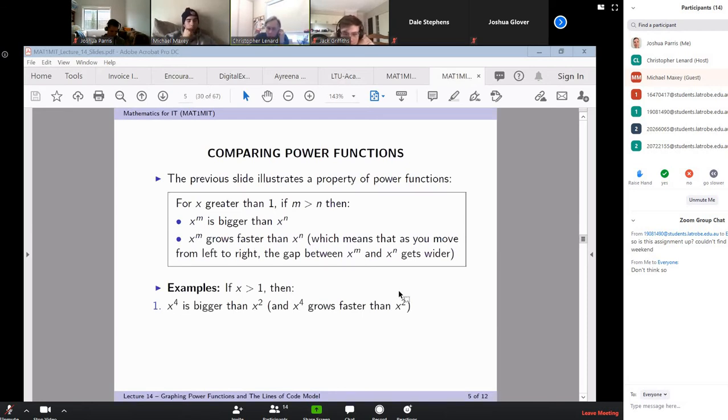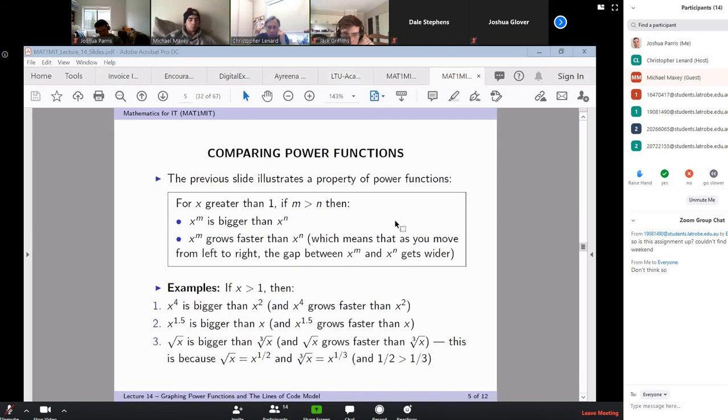So x to the 4 grows faster than x squared. X to the 1/2 grows faster than x to the 1. Why? Because the index of 1/2 is bigger than the power of 1. The square root of x is bigger than the cube root of x. That just means that x to the half grows faster than x to the 1/3.